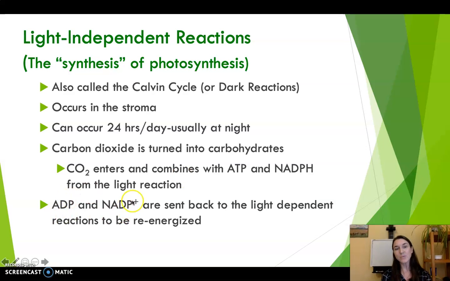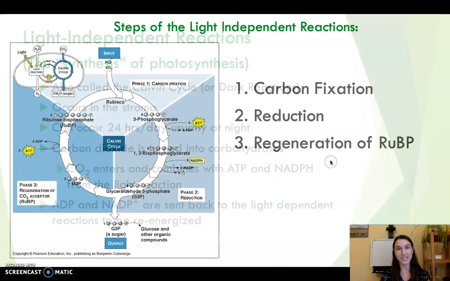And at the end of this process, we basically can think about how we have 2 empty batteries, right? We have an ATP that's been converted to its low energy form, ADP, and we have an NADPH that has dropped off its energized electrons and its hydrogen and turned into its deactivated NADP plus form. And both of these empty batteries are going to be sent back to the light-dependent reaction to be re-energized, yet another cycle in this process.